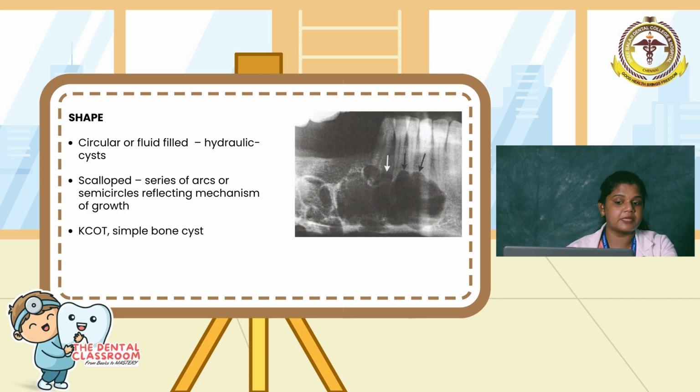Next is the shape. It can be circular or fluid filled, for example, any cyst. And scallop, there is a series of arcs or semicircles reflecting the mechanism of growth. And this scalloped margin or scalloped shape is characteristic of odontogenic keratocyst and simple bone cyst.